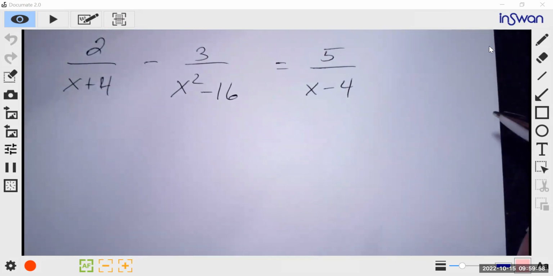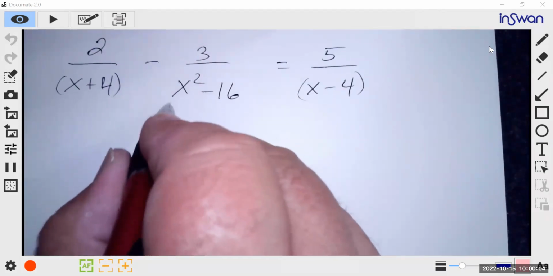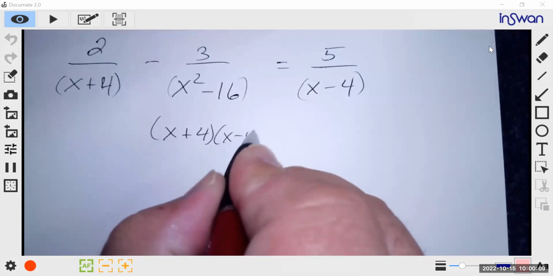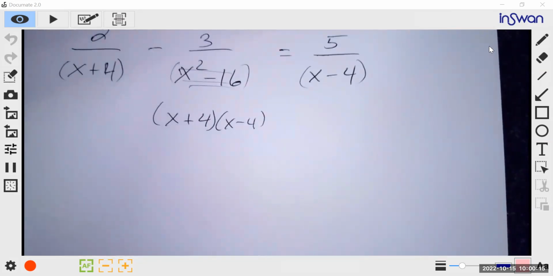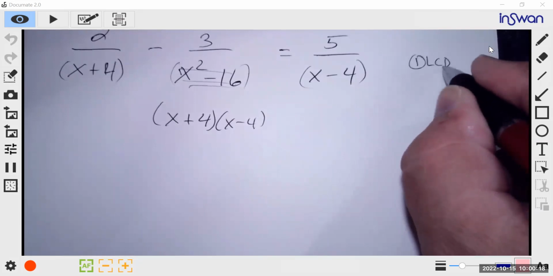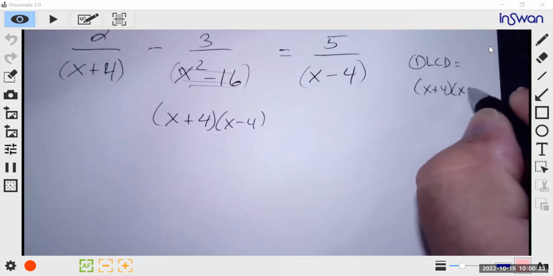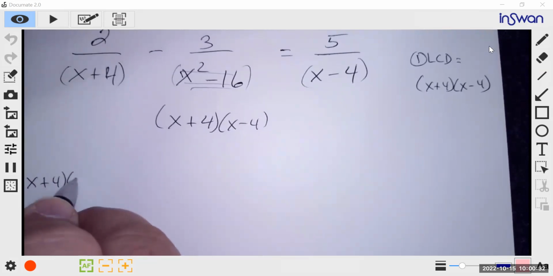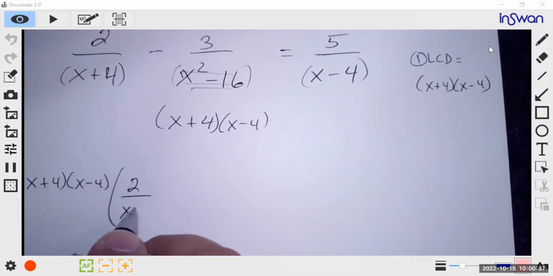So remember, first step is factor. This is as far as it goes. This one's as far as it goes. How about this one? This is x plus 4, x minus 4, because 16 is a perfect square. So what's my LCD? Very good. X plus 4, x minus 4. So I multiply those in front of each term.